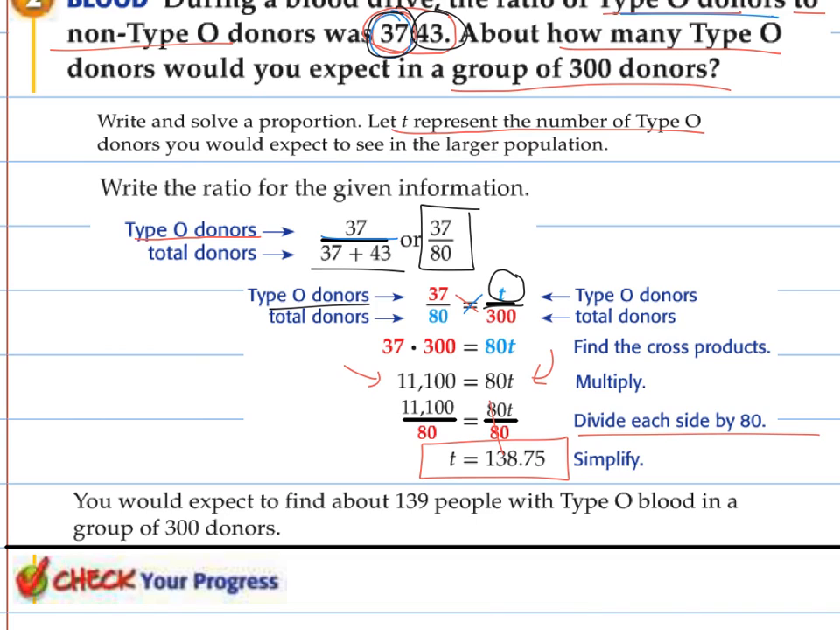Since you can't have 75 hundredths of a person, and this question has to do with people, you have to think about the reasonableness of your answer. So what you'd say is you'd expect to find about, and you round up, 139 people with type O blood in a group of 300 donors. So about that many, not exactly that many.